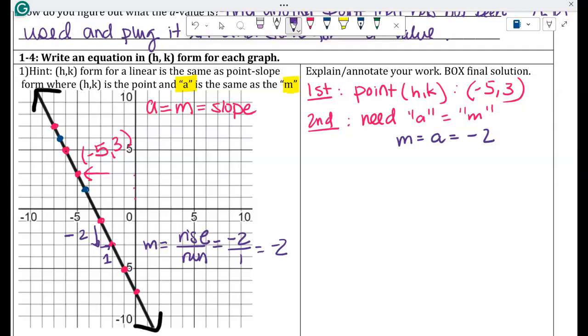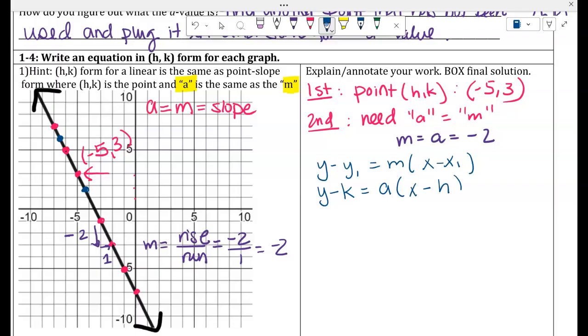Now, I'm going to show you another way to get your a value if you don't want to count. So your point slope form, guys, is y minus y1 equals the slope times x minus x1. Now, if we want to look at this as your hk form, this is going to be y minus k equals a times x minus h, okay? Now, if you wanted to, you could also add the k to the right side, and it would look more like this, a times x minus h plus k. Any one of those is going to be fine. I will accept all correct format.